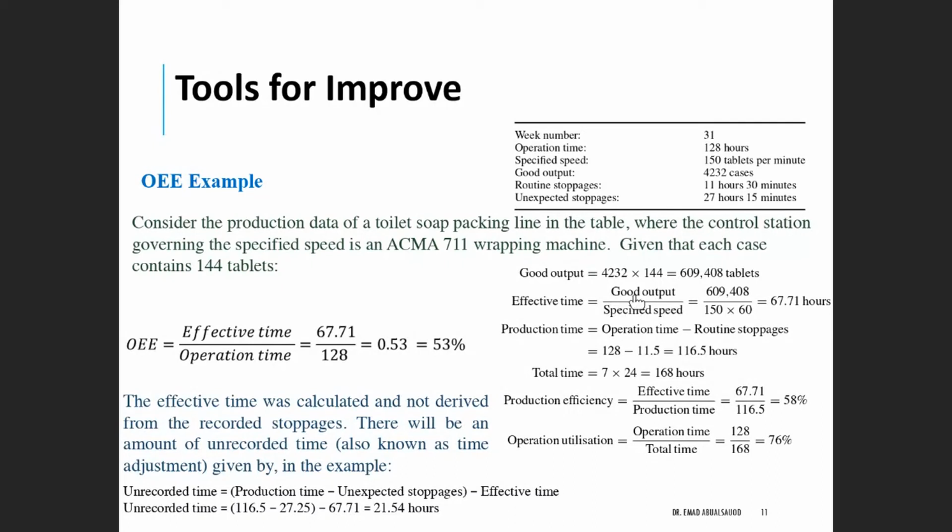This is the metric here. This is the major number. This is where if you increase it, you can increase the effective time, so you can increase the OEE in general, and also you can increase the production efficiency.